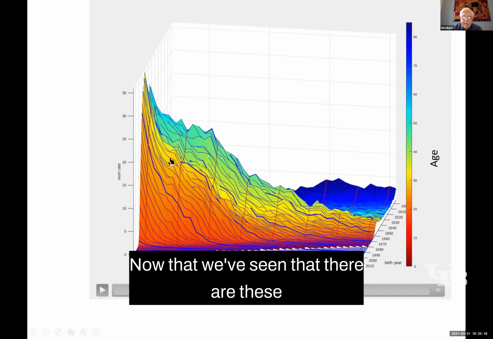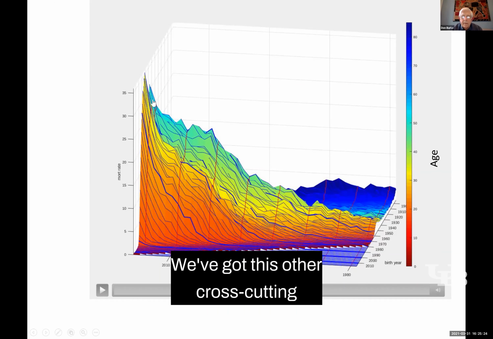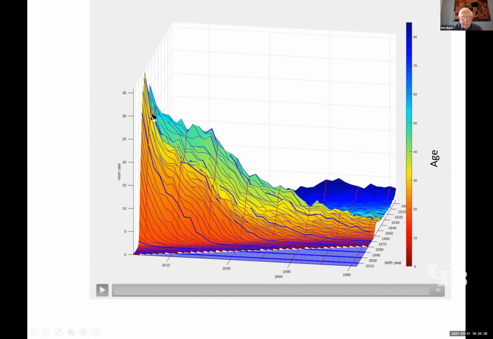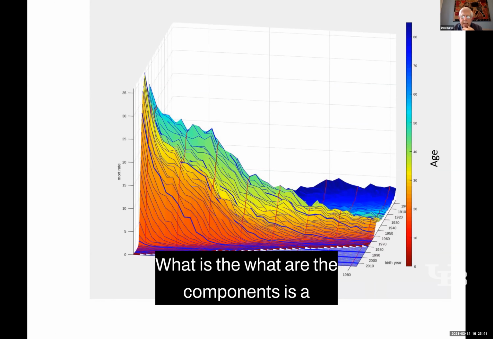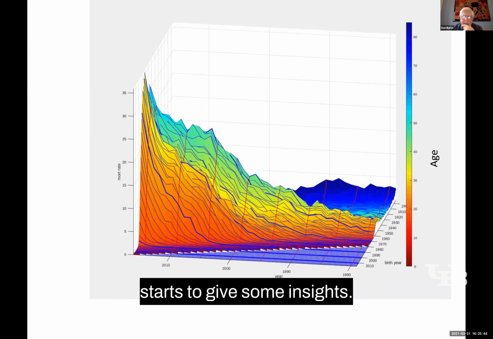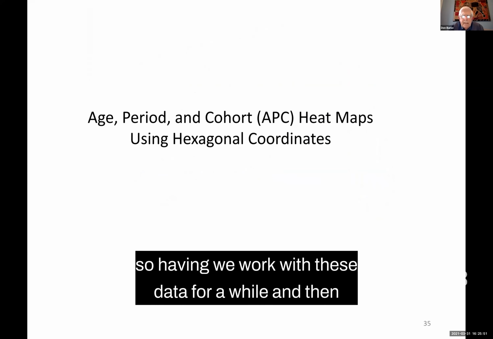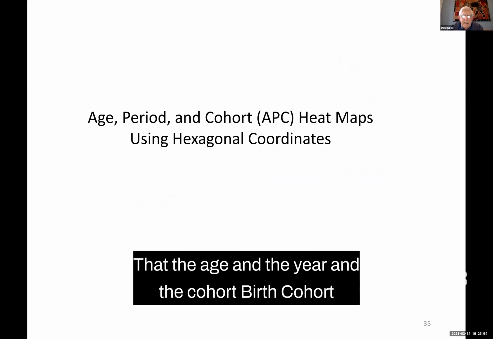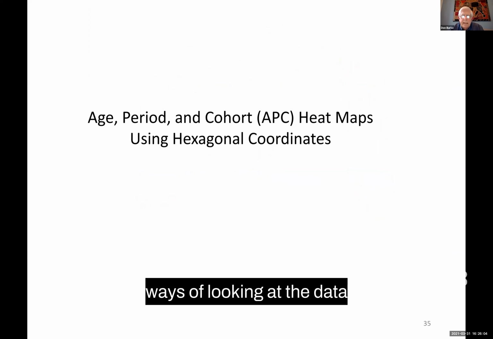Now that we've seen that there are these generational components that are the ridges here, we've got this other cross-cutting ridge that is in the more recent years. So this visualization, taking these data from epidemiology and trying to sort out what the components are, starts to give some insights. Having worked with these data for a while, and knowing that the age, the year, and the birth cohort mattered, we realized that there are other, better ways of looking at the data.